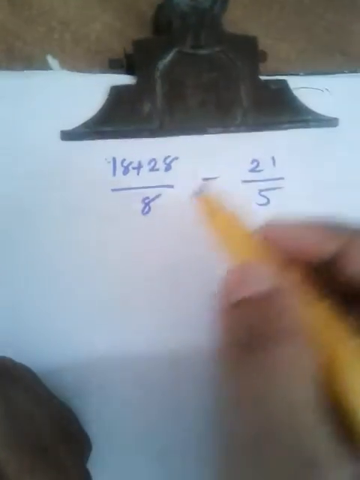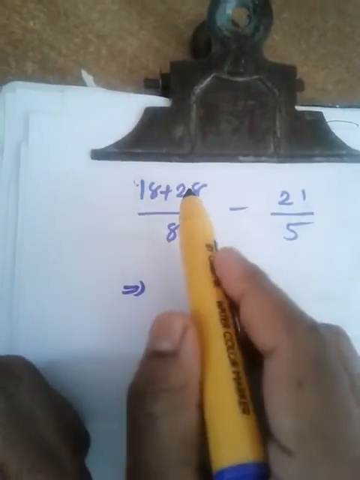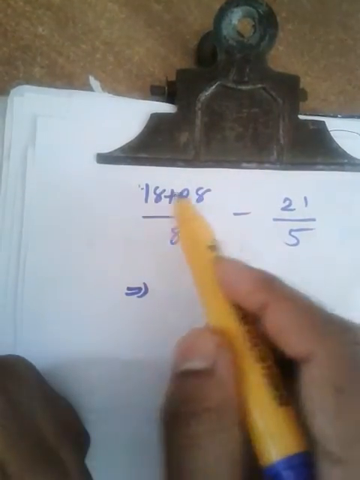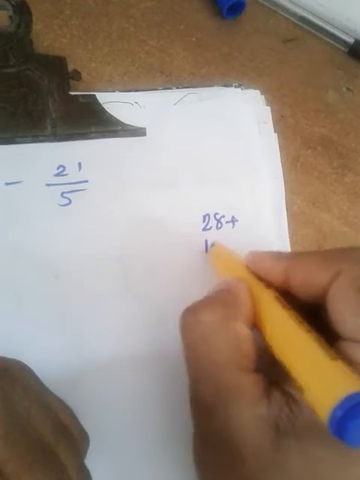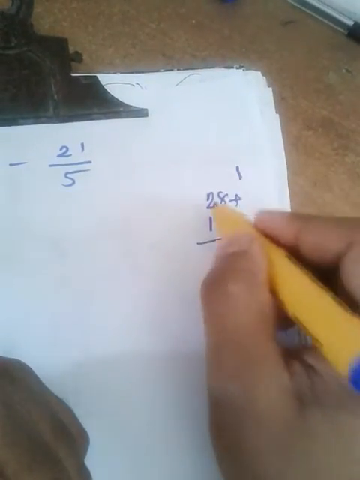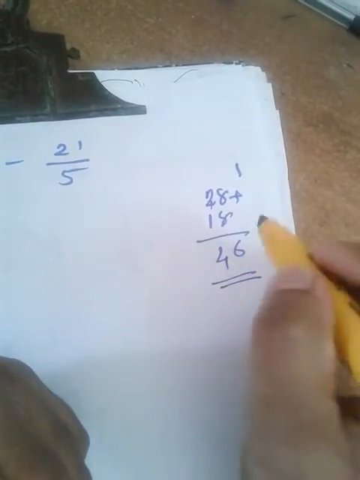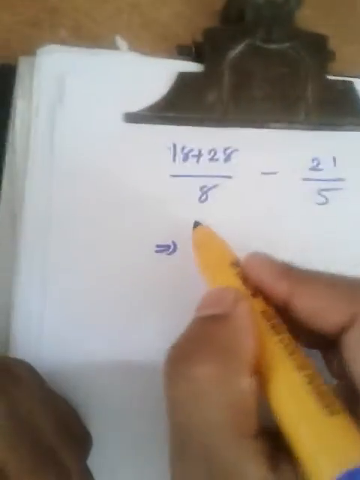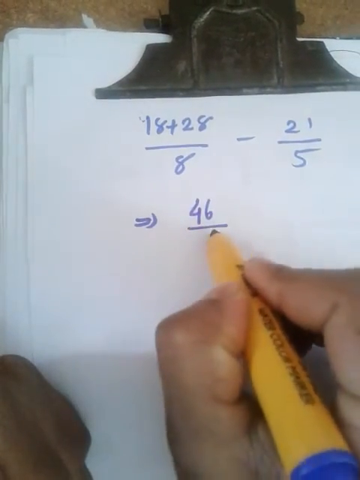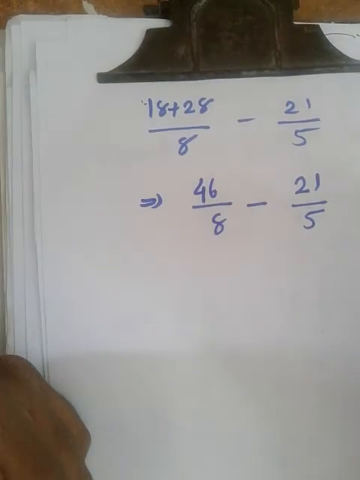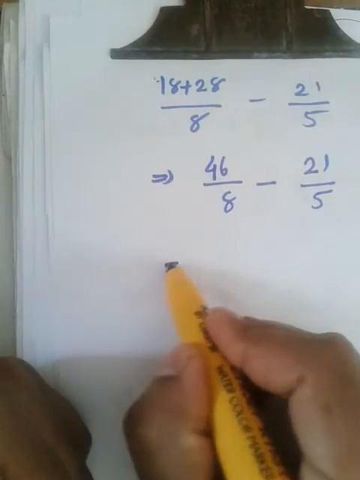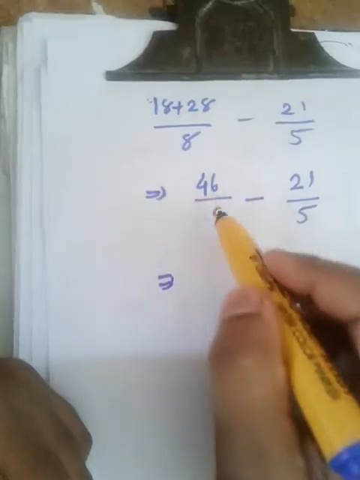So we reached here. Now just see, what is 28 plus 18? Just add and find it out. 28 plus 18. 46. Okay, so the answer is 46 by 8 minus 21 by 5. Clear? And here we can simplify this fraction.